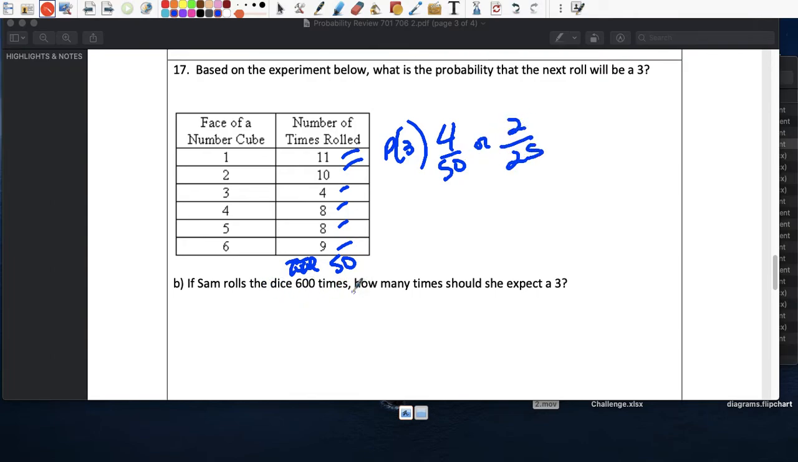Sam rolls the dice 600 times. How many times should she expect a 3? Well, take that 2 out of 25 and multiply it by 600 and make a prediction. So 2 out of 25 times 600 equals 48 times. In the next 600 rolls we would expect to land on 3 48 times. Okay.